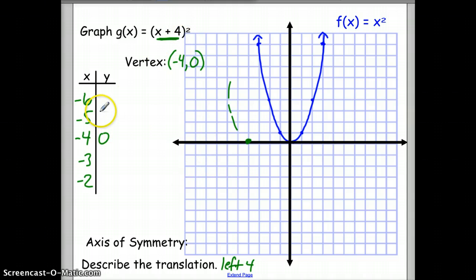Picking values around it, -5. If you do -5 plus 4, that's going to be -1, and then you square it, +1. -3 plus 4 squared is going to be +1. -6 plus 4, that's -2 squared, that's going to be 4. So graphing it quickly here.